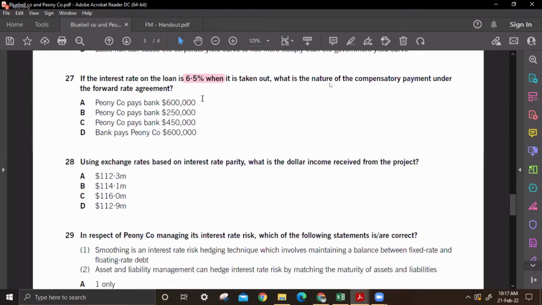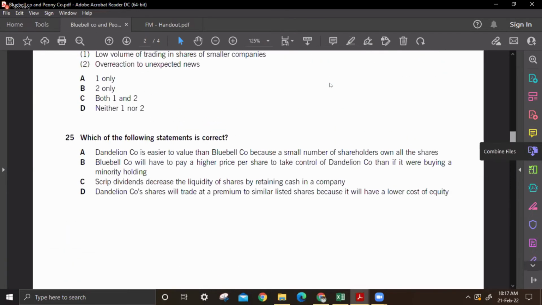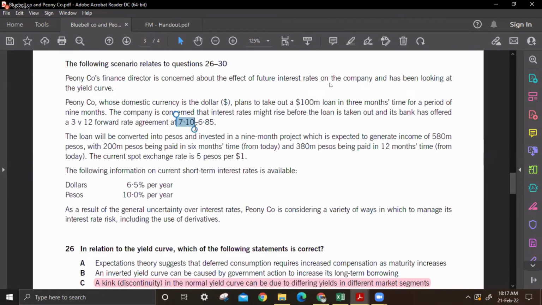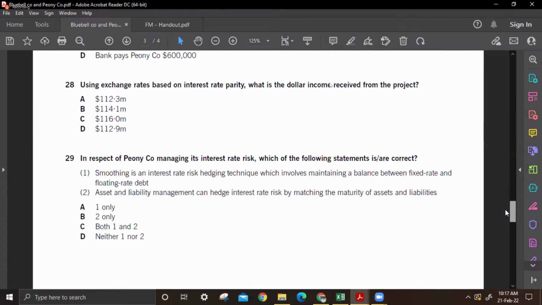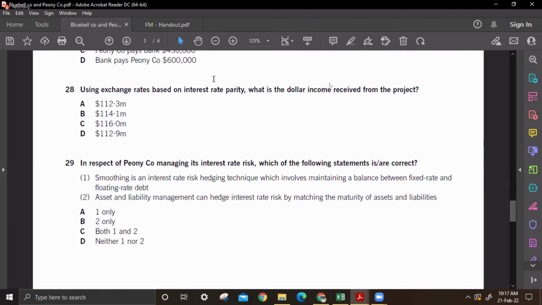I hope this is clear. And the difference amount. So whenever it is a loan, you will compare it with the first rate. And whenever it is a deposit, you will compare with the second rate. Next one: using exchange rate based on interest rate parity, what is the dollar amount received from the project? Okay, this is an interesting question.